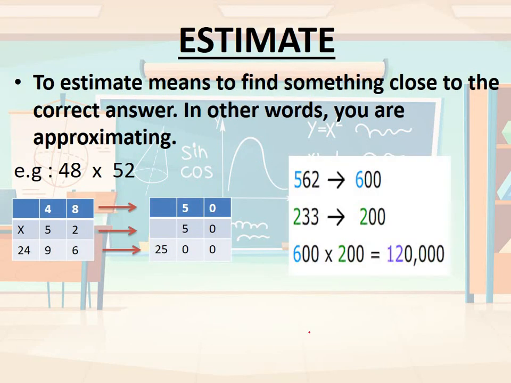Estimations, 48 and 52. 48 rounded off will give 50, and 52 rounded off will give me 50. Now we can use a shortcut trick. 5 multiplied by 5, 25, 1 0 at the back of it, I had written, another 0 at the back of it, I had written. Estimation is totally similar to addition and subtraction estimation.